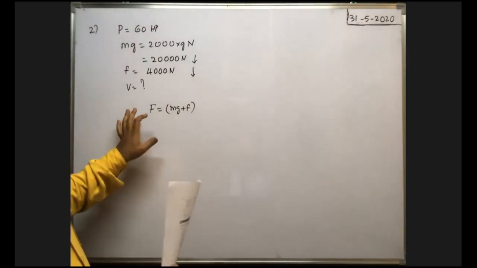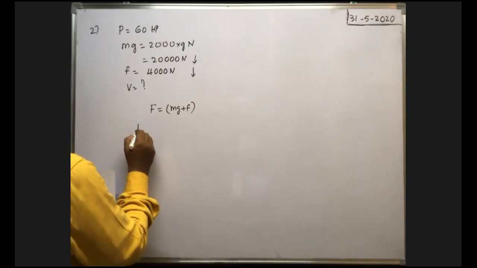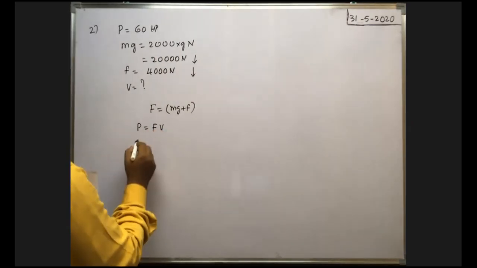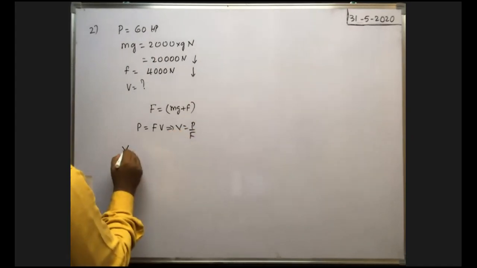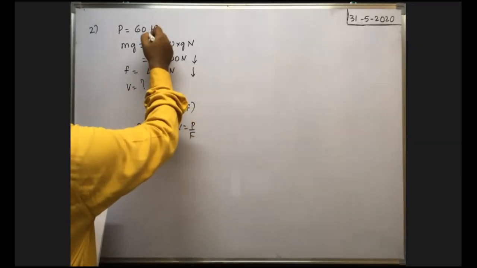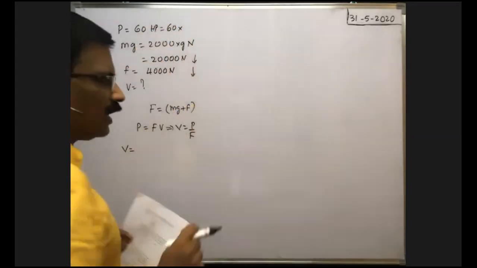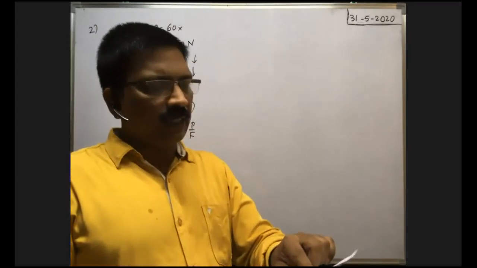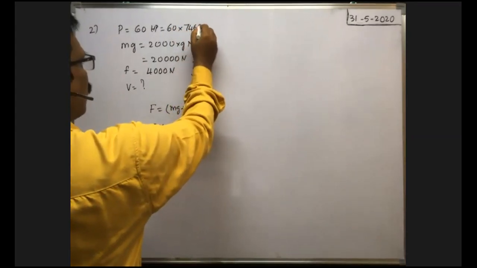With what constant velocity can we move the elevator in the upward direction? The power of the motor is equal to constant force into velocity. Here he asked velocity, so velocity is equal to P by total force. Therefore V is equal to P, but all must be in SI system, and here it is in practical units, horsepower. 1 horsepower means how many watts? 1 HP is equal to 746 watt. Even though we may not have an idea, it is given already.